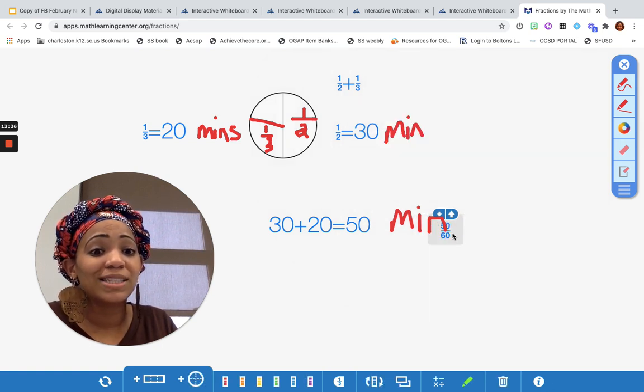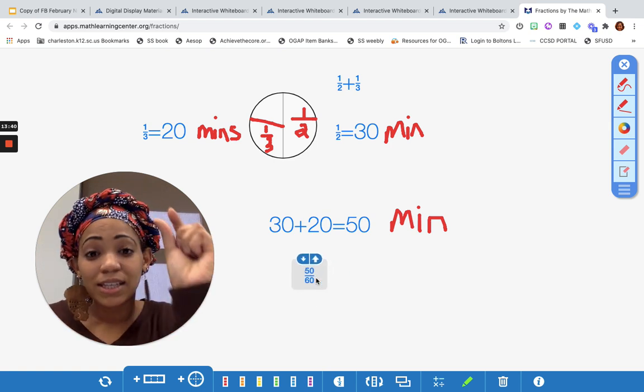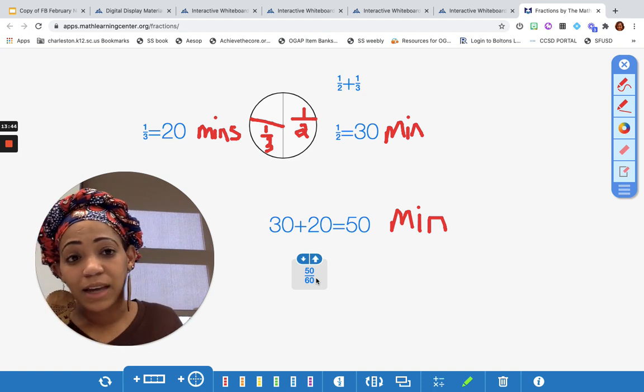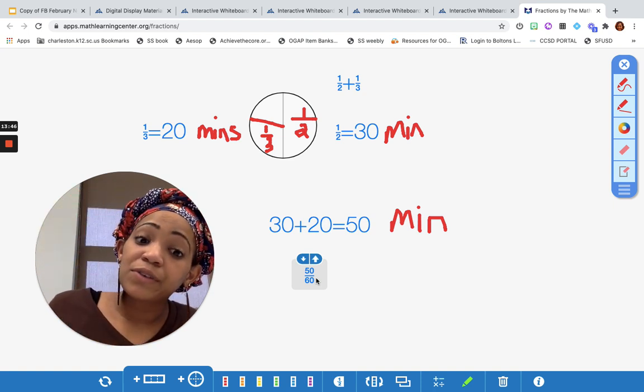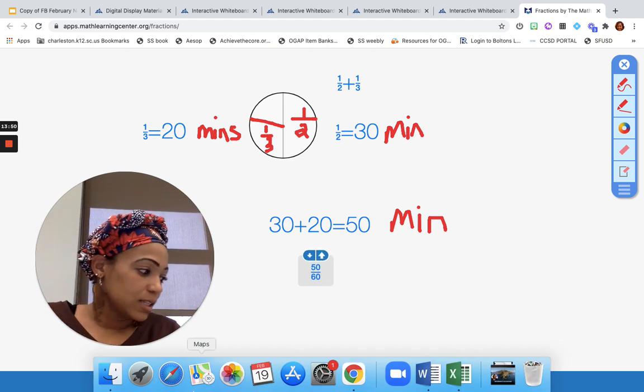So 50 1/60th size, because when you talk about a clock, you go 1/60th 60 times in order to complete a whole minute if you're talking about seconds, or a whole hour if you're talking about minutes. So I could say 50 60ths.